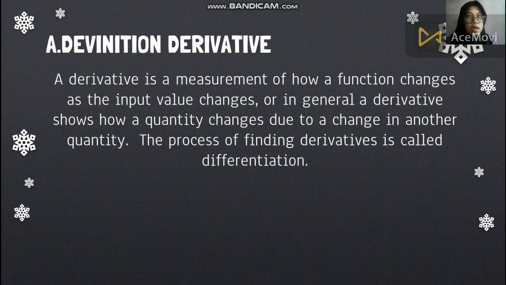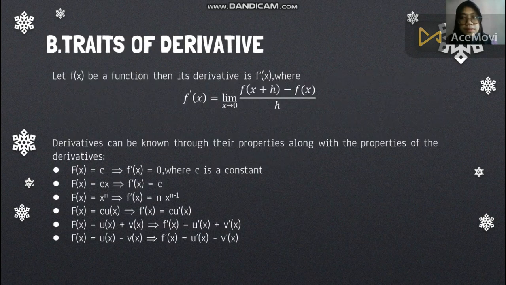Today I will present material about derivatives. A, definition of derivative. A derivative is a measurement of how a function changes as the input value changes. Or in general, a derivative shows how a quantity changes due to a change in another quantity. The process of finding a derivative is called differentiation.